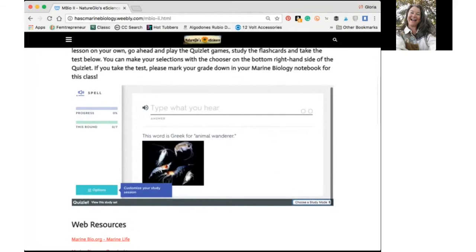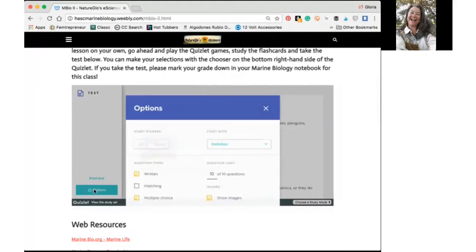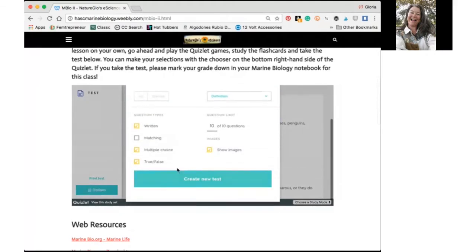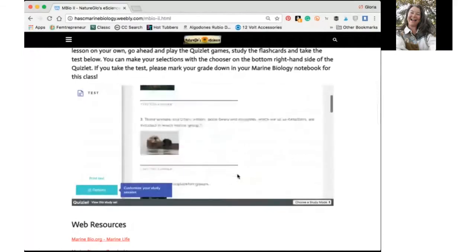Let's see. And then here's the test. With tests, you can control whether you want to do all multiple choice, or if you want to mark all of them, you can. You can do just written. And there's 4 choices. Create new test. And then there it is. Okay, so that's lots of fun.